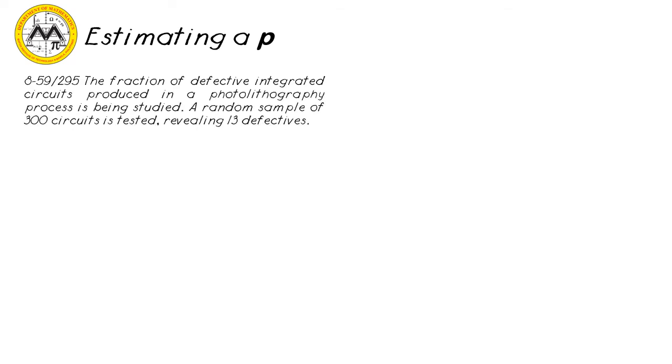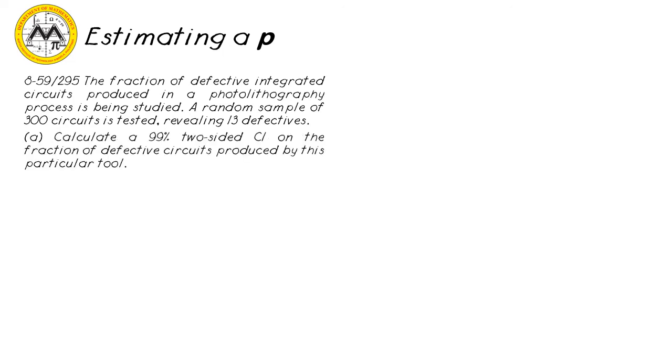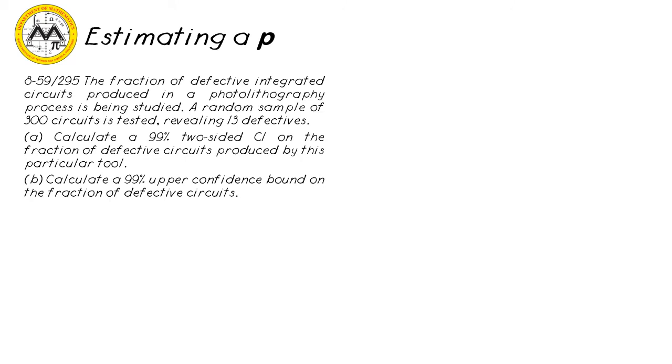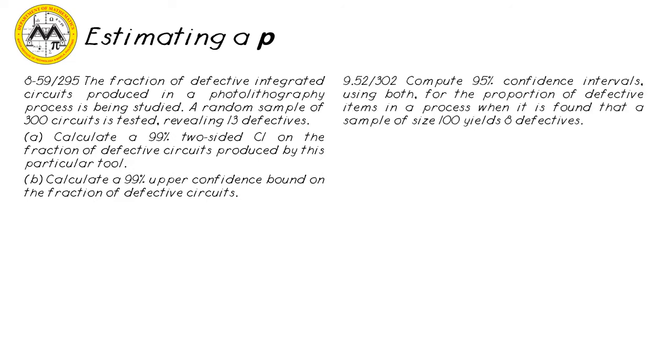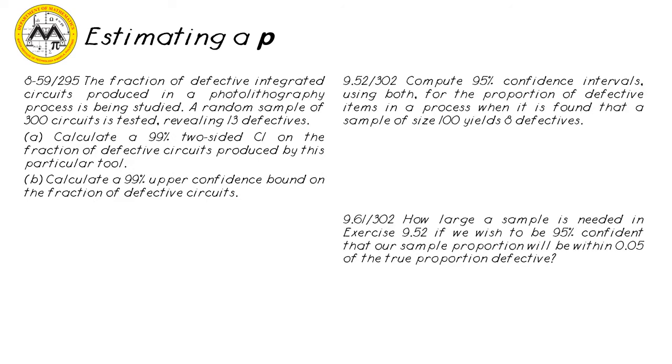As an example, the fraction of defective integrated circuits produced in a photolithography process is being studied. A random sample of 300 circuits is tested, revealing 13 defectives. So n is 300, x is 13. Calculate the 99% confidence interval on the fraction of defective circuits produced by this particular tool. Calculate the 99% upper confidence bound on the fraction of defective circuits. So we solve the other two problems later.